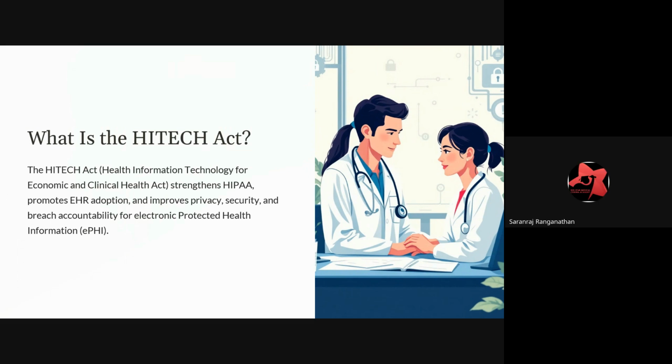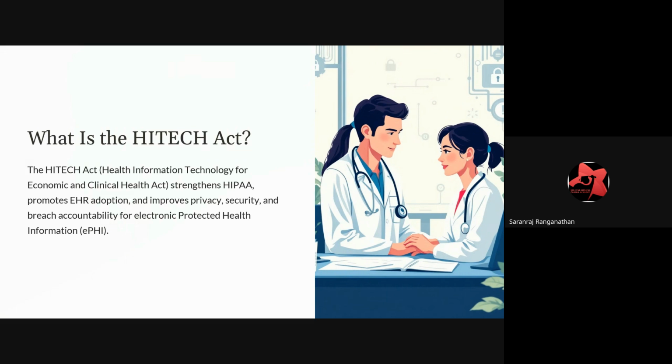Okay, so what it basically does is strengthen HIPAA. If it strengthens HIPAA, automatically all other aspects related to the electronic patient health information, the PHI, will be protected. At the same time, it will get improved, adapted and secured. In case any breach is happening, that information will be relayed to the places where it needs to be relayed.